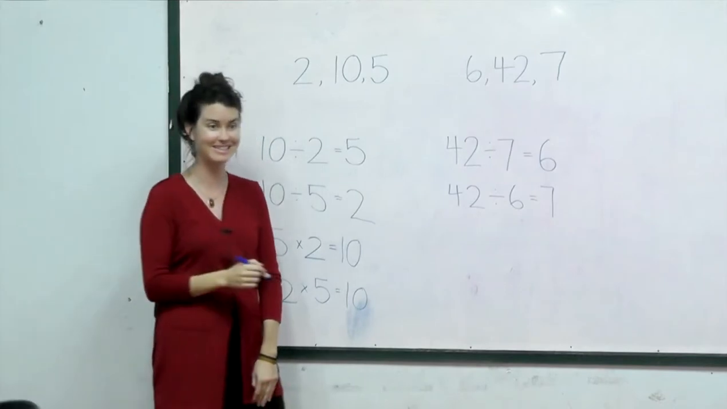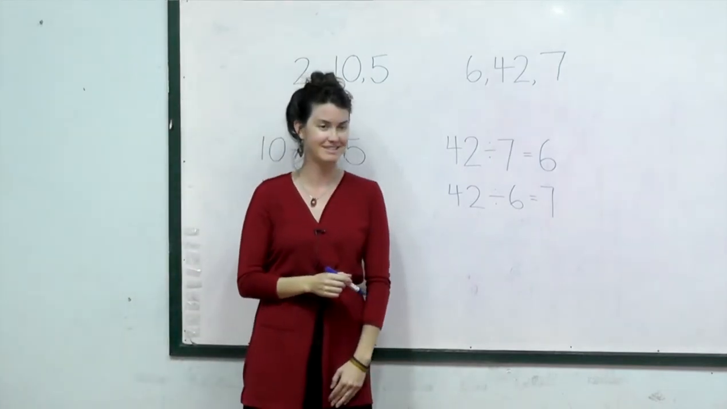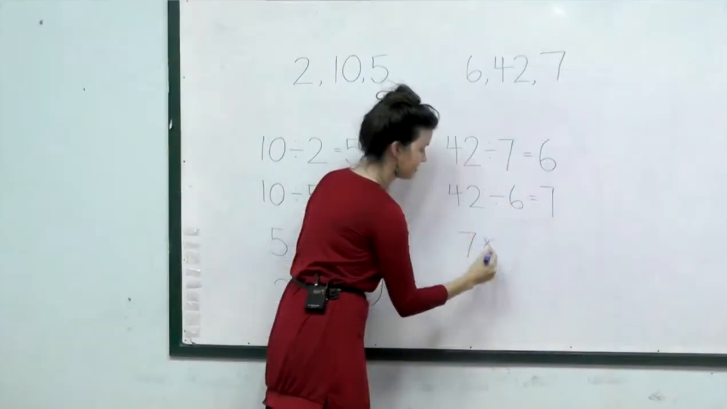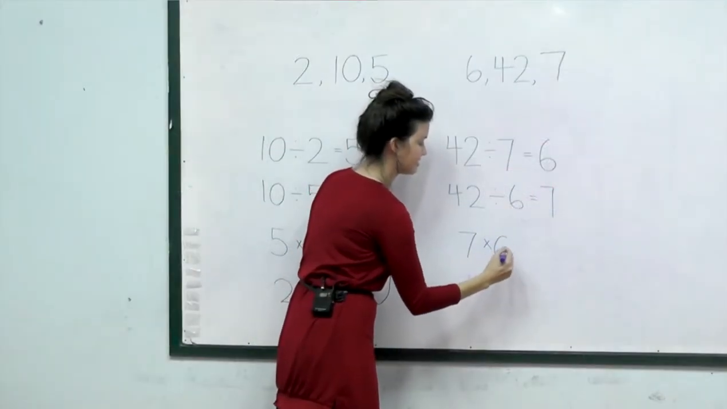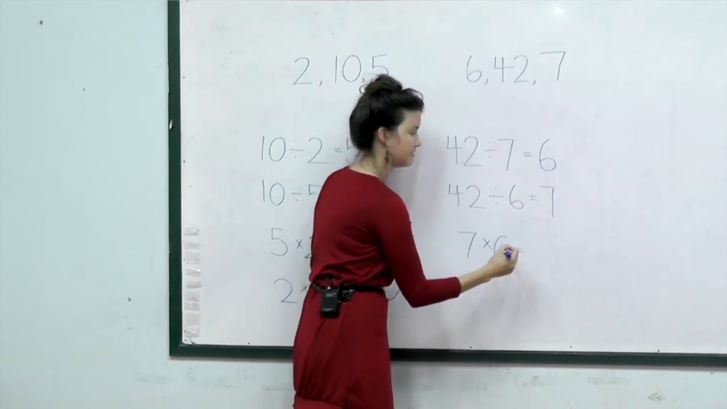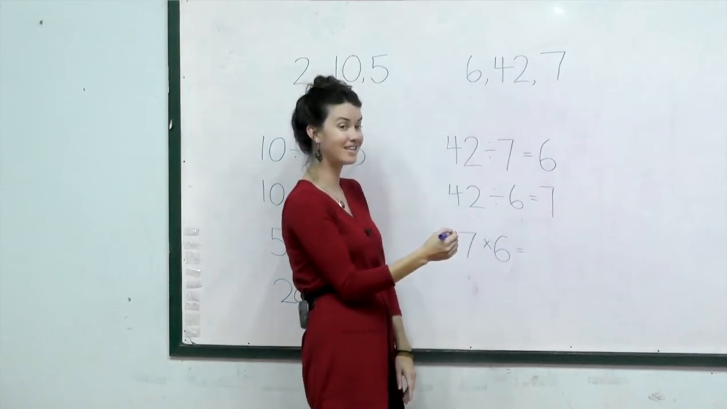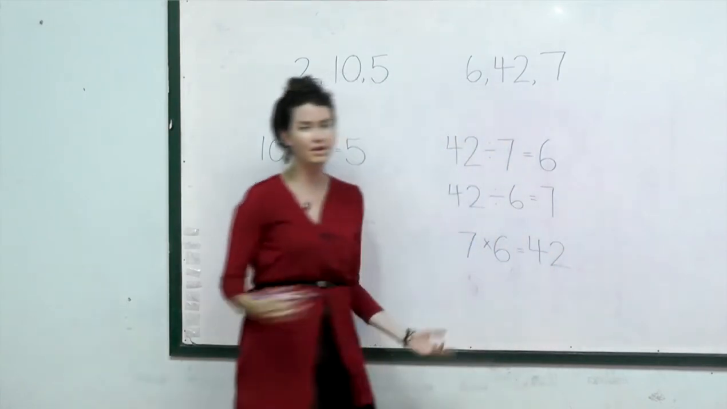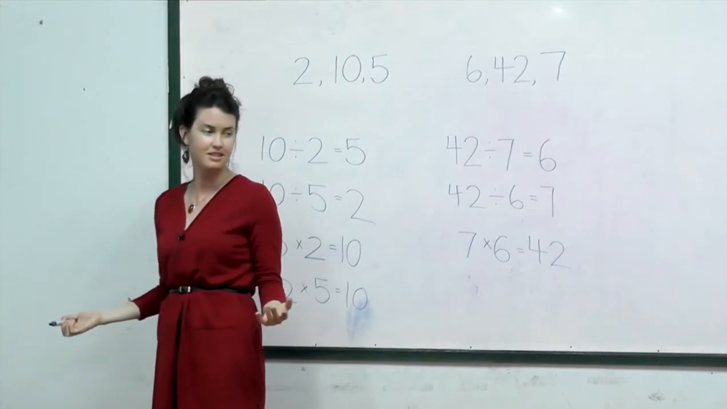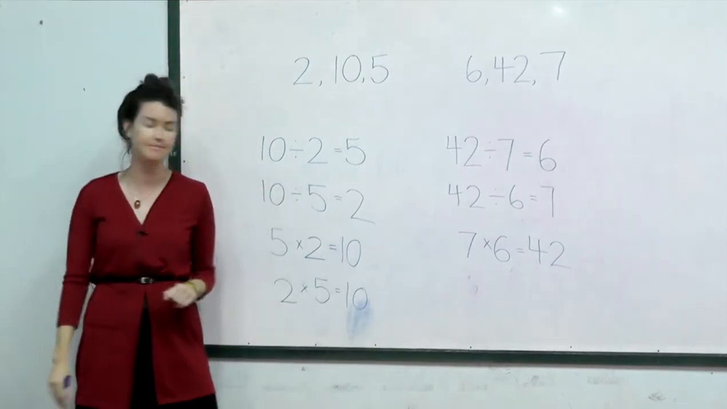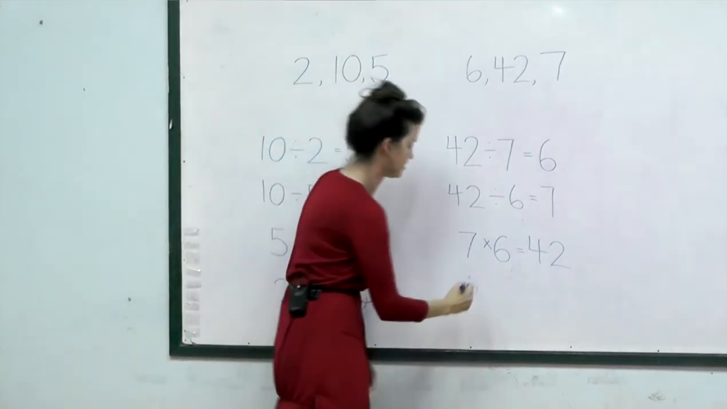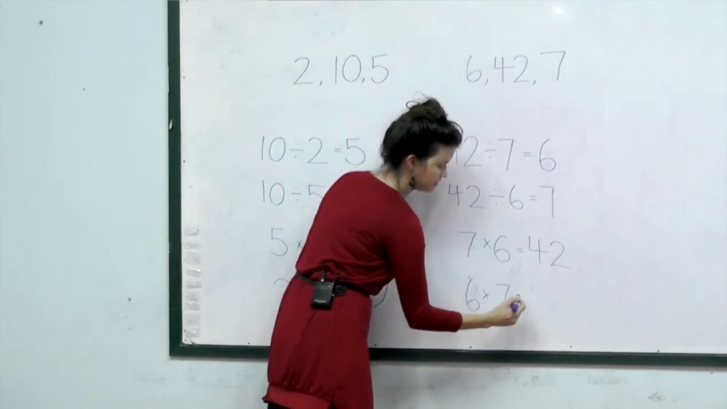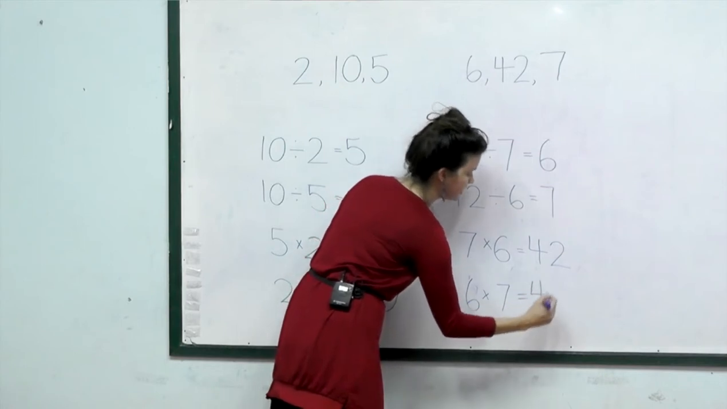Tell us one. 7 times 6 equals 42. All right, great. And we need one more. It's okay. Tell us one more. 6 times 7 equals 42.